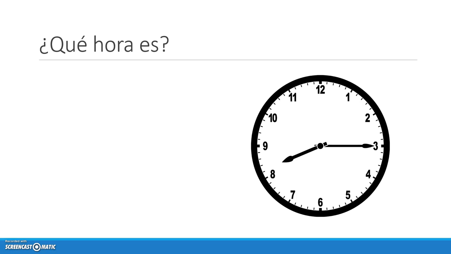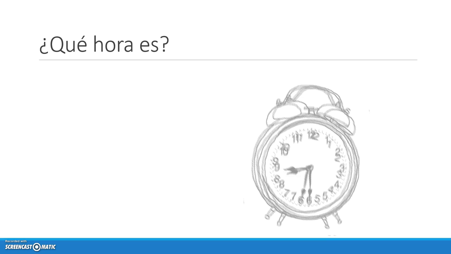¿Qué hora es? Son las 8:15. Now, we can say son las 8 y 15 because it's 8 o'clock with 15 minutes. But the word for a quarter of an hour in Spanish is cuarto. So we can also say son las 8 y cuarto, just like in English we might say it's a quarter past 8. Cuarto means 15 minutes, or a quarter of an hour.